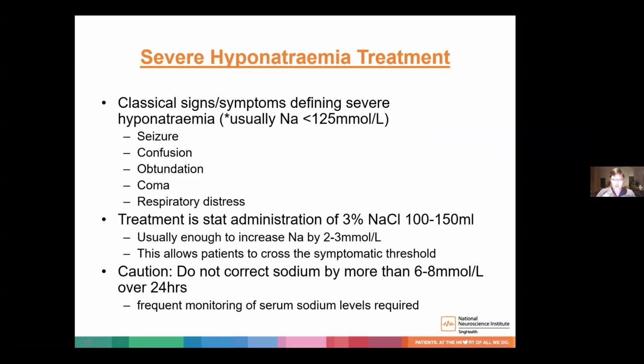So again, another caution, do not correct the sodium by more than 6 to 8 millimoles per liter over 24 hours, because of the risk of osmotic demyelination syndrome, which in the past used to be called central pontine myelinolysis.